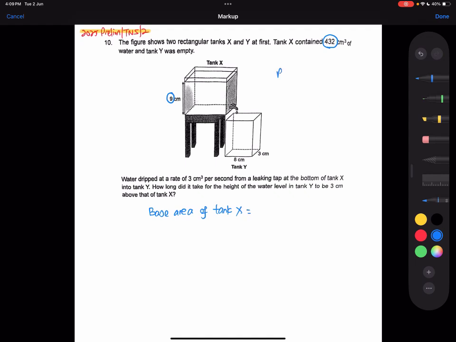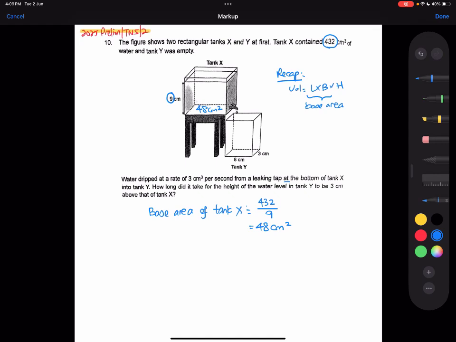Okay, now a little bit of recap here. Volume is equals to length times breadth times height. Okay, length and breadth here will give us the base area. So base area of tank X is 432, which is volume divided by the height of the water. So this is 48 centimeter squared.